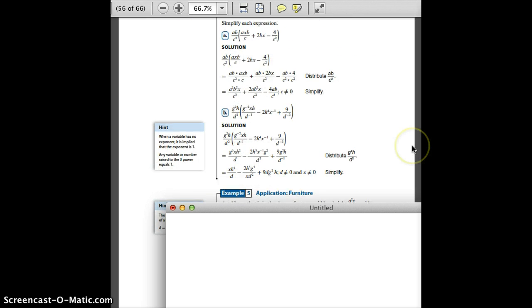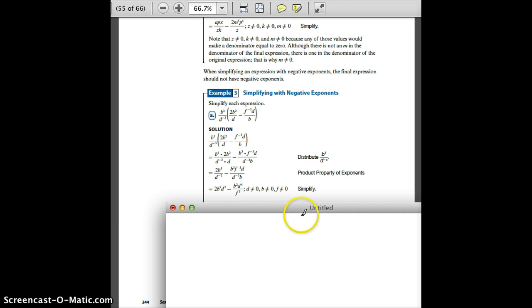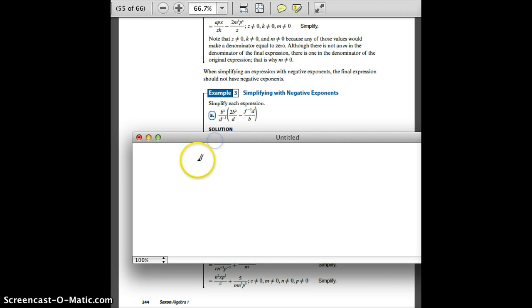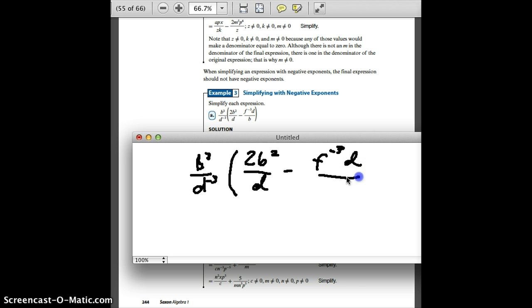Let's move it to the top here. There we go. So we have B to the third, D to the negative third, and this will be 2b squared D minus F to the negative 3 D, all over B.